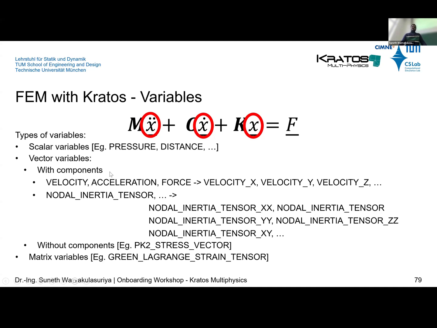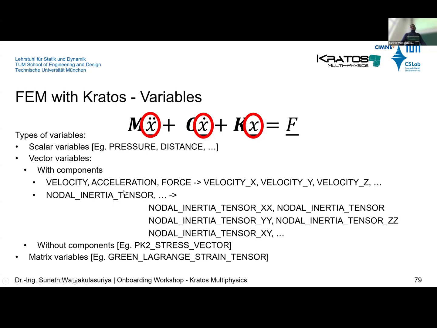One other pointer: it's not a mistake that I put everything in capitals, because Kratos variables are always uppercase. It's done on purpose, so you understand that it's a variable and nothing else. So you can have ACCELERATION, FORCE, and so on. Then you can have second order tensors also, like the nodal inertia tensor. It has xx, yy, xy, z, all those subcomponents of a second order tensor.